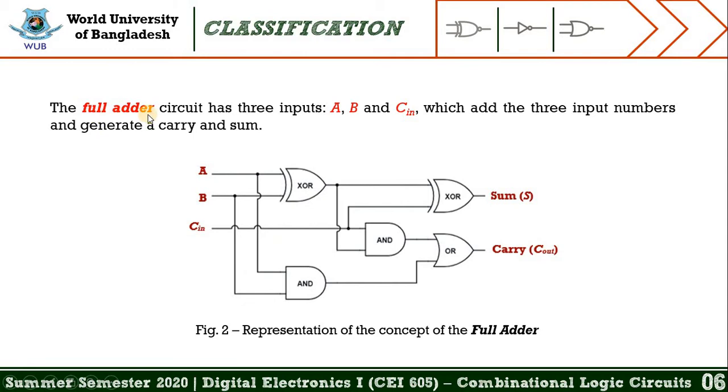Next, the full adder circuit has three inputs, such as A, B and C in. C in represents carry in, which adds the three input numbers and generates a carry and sum. We already know two types of adders: one is half adder and the second one is full adder. Half adder has two inputs. On the other hand, full adder has three inputs. So I hope you are familiar with half adder as well as full adder and the difference between these two things. So let's move into the next slide.